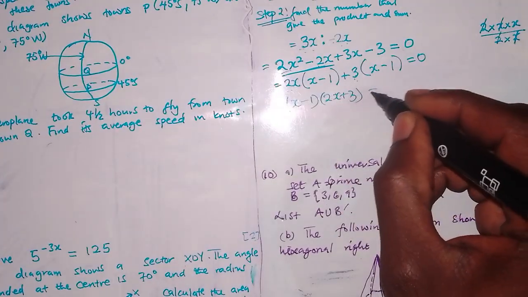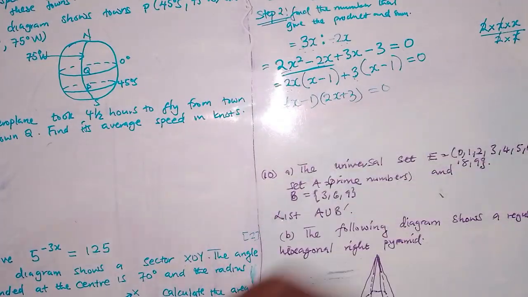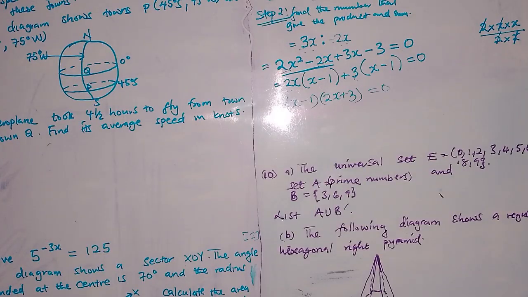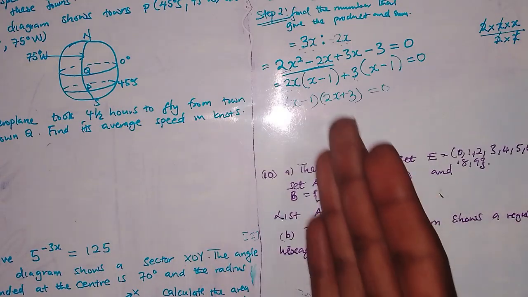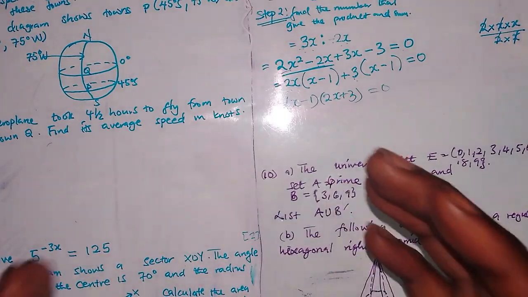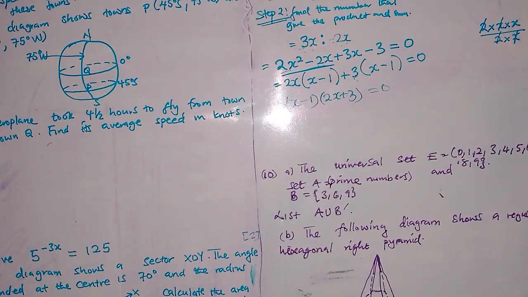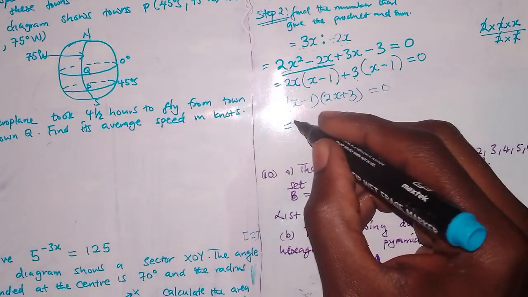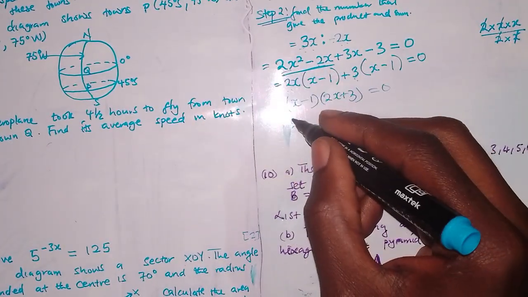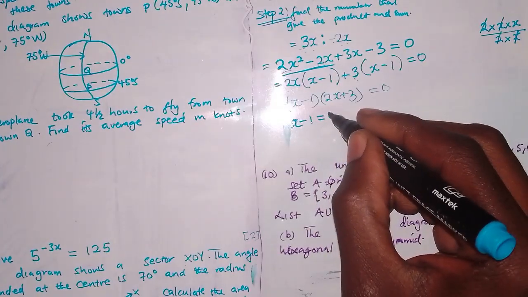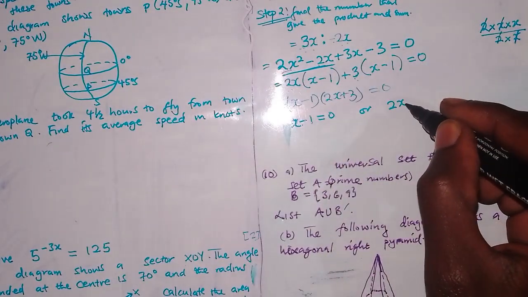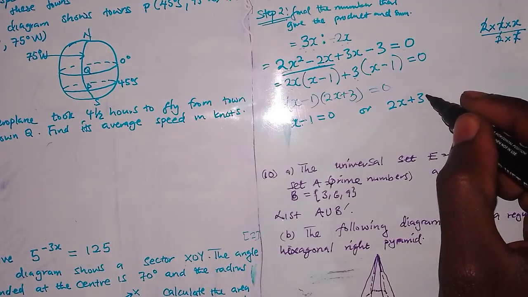is equals to 0. So now, since this is an equation we are supposed to solve the value of x, we are going to separate now the equation, because we have simplified it to the lowest point, which can help us now to solve the value of x. So now we say x minus 1 is equals to 0, or 2x plus 3 is equals to 0.